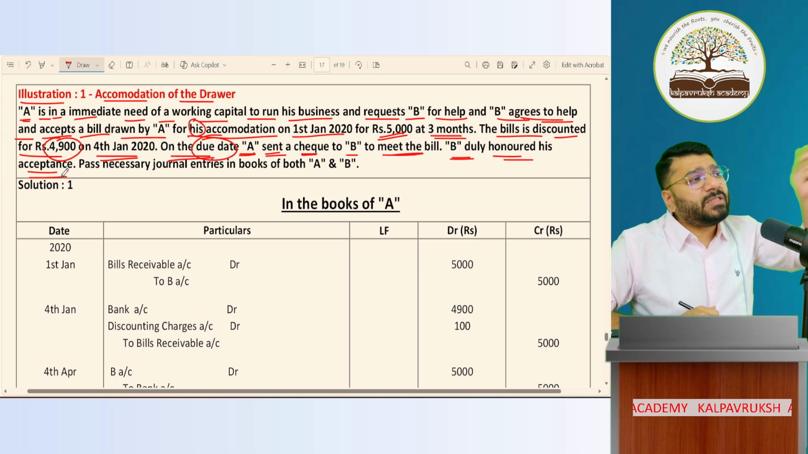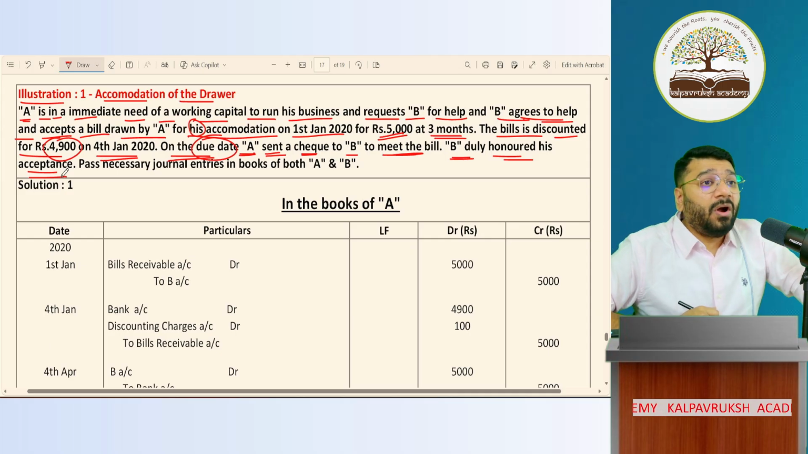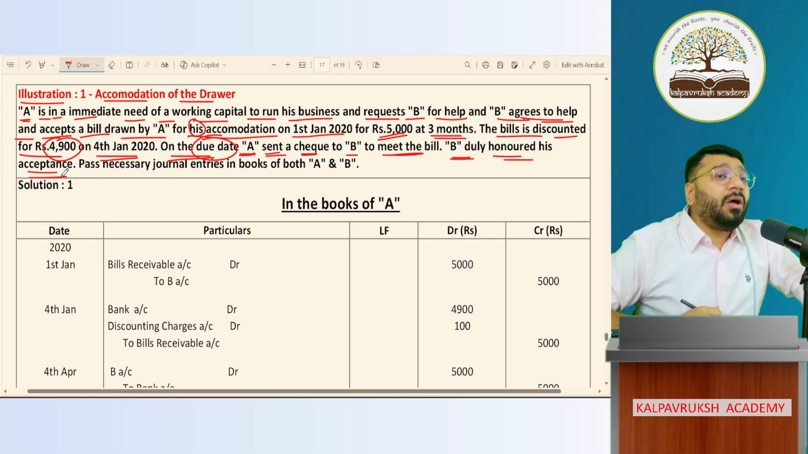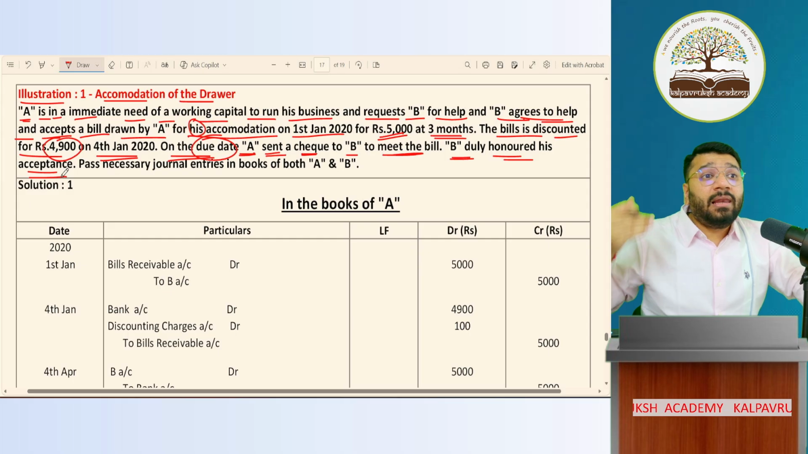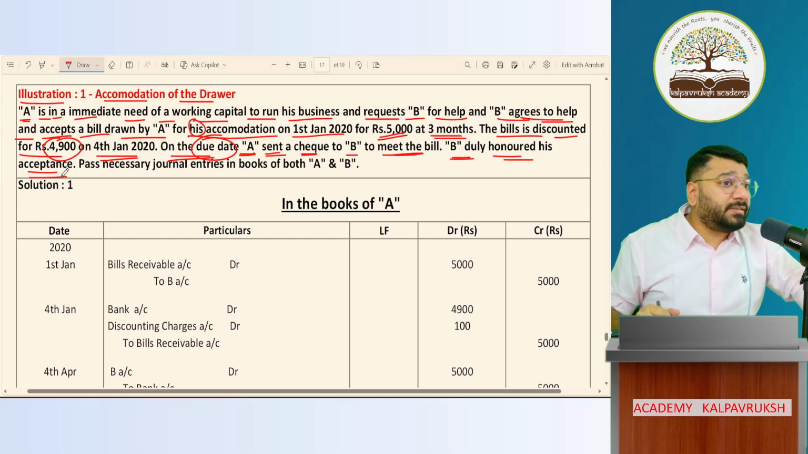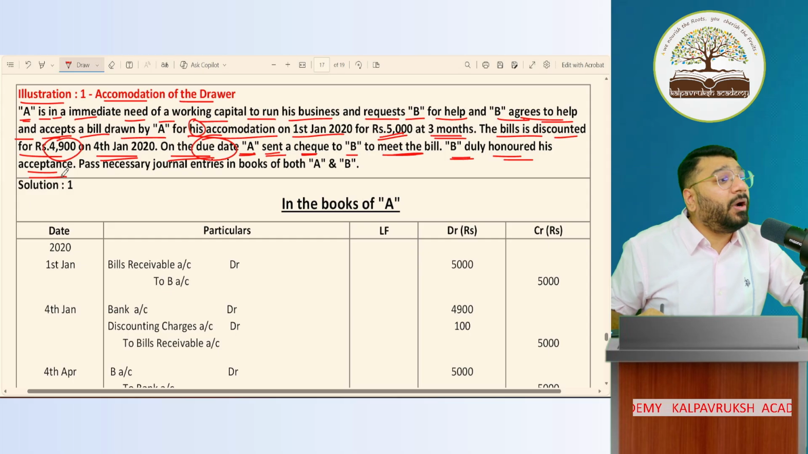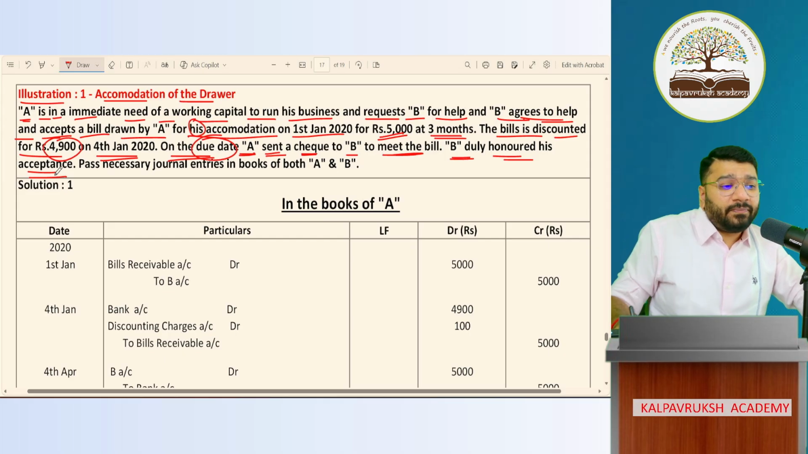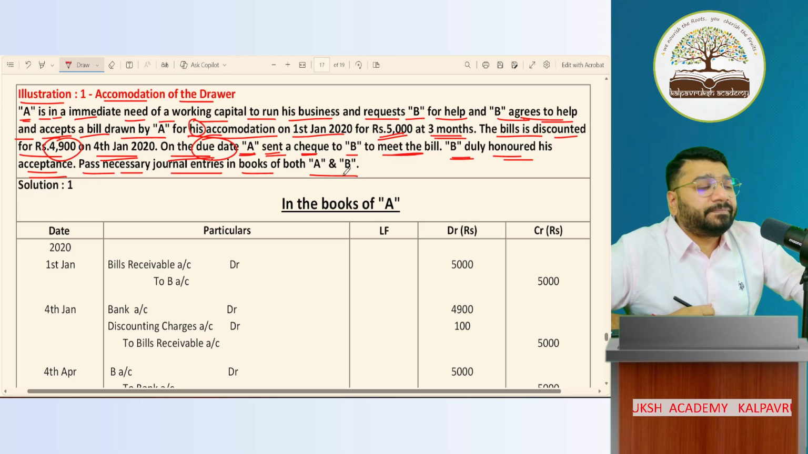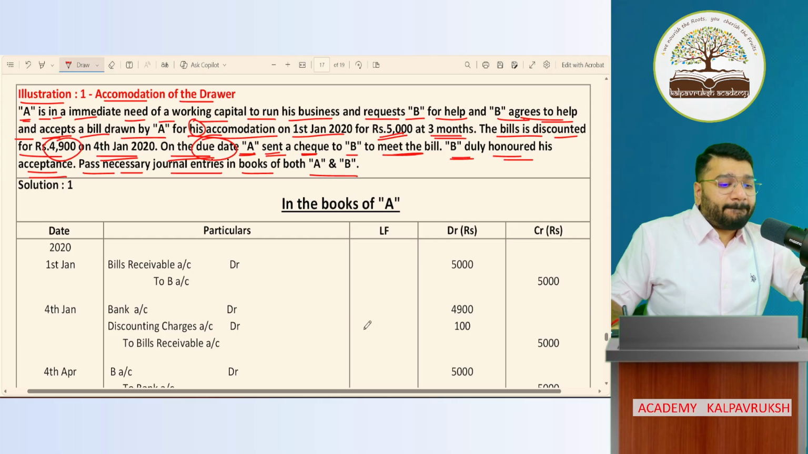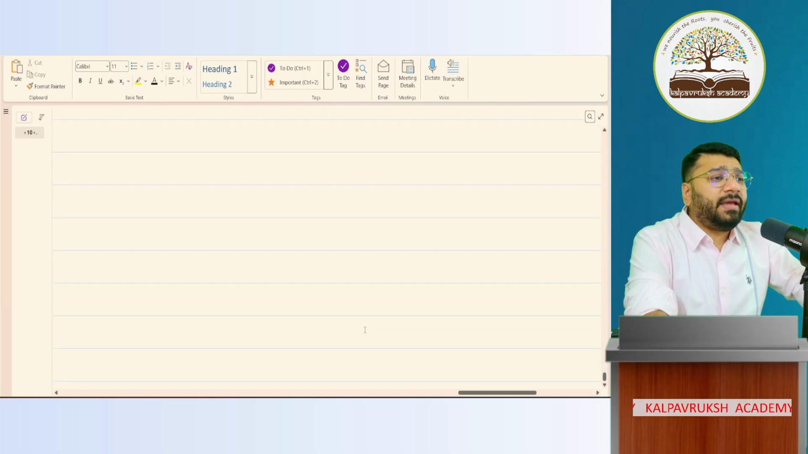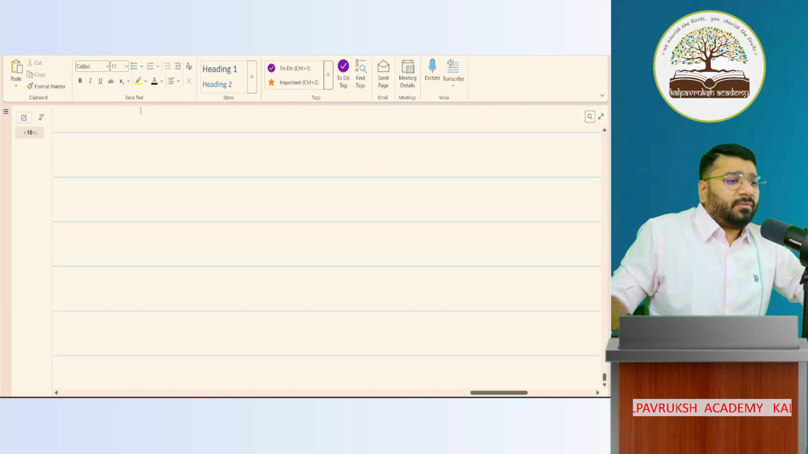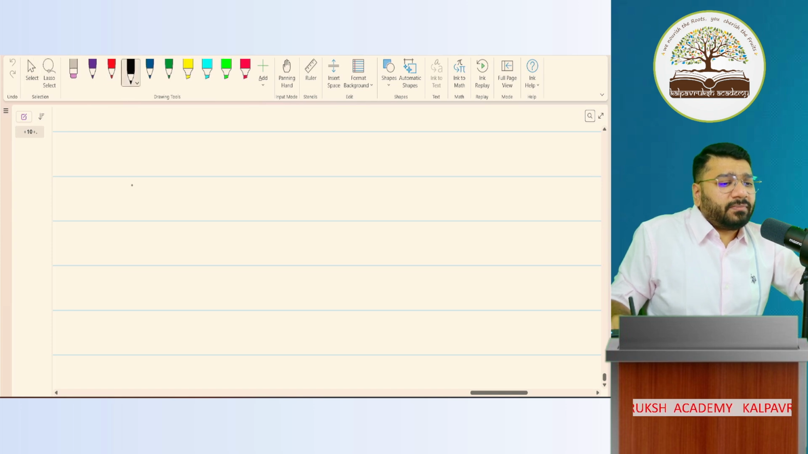B honored his acceptance means what? Honoring means making the payment. On the maturity date, when the banker presented the bill, B made the payment against it. That is called honoring of acceptance, honoring of bill. Clear or not clear? Pass necessary journal entries in the books of both A and B. Can we do it? Diagram not required, no? Not required. It's a very easy transaction.